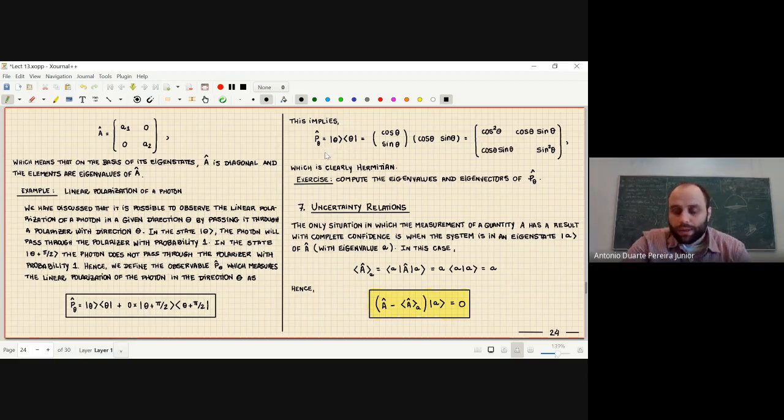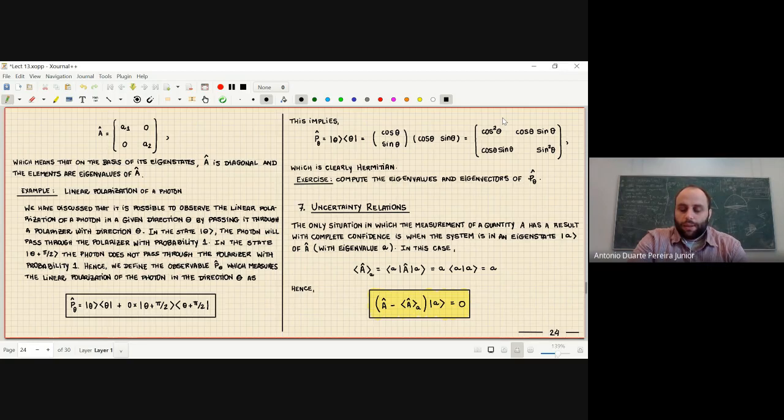But we know how to write the ket associated with the state theta. This is cosine, sine, and the bra is cosine, sine. So I can multiply these, and if I multiply these, I will get this 2 by 2 matrix. You see that this is obviously Hermitian because all entries are real, and the off-diagonal terms are the same. So this is a symmetric matrix. And you see that the diagonal entries are real as well.